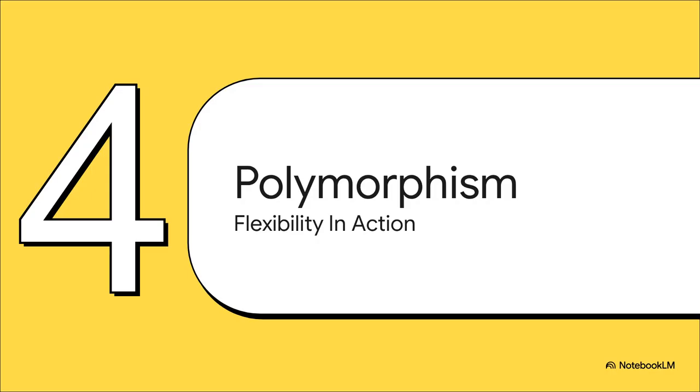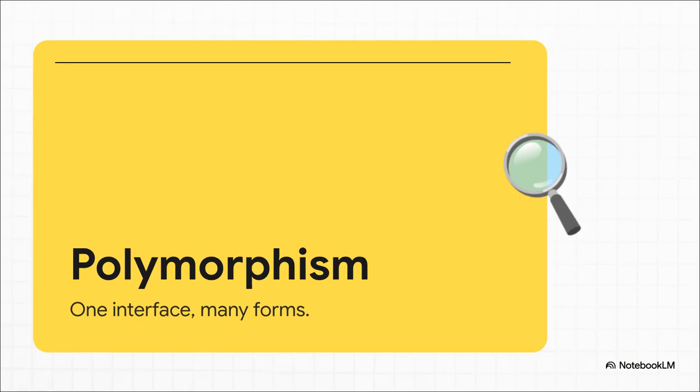Section 4. Polymorphism, flexibility in action. I absolutely love calling this one the shapeshifter of the developer toolkit because it allows your code to adapt dynamically based on whatever situation it's in. Polymorphism translates to many forms.